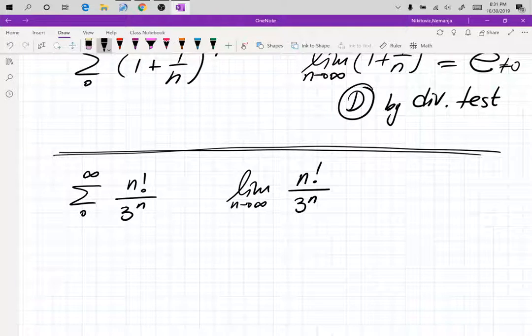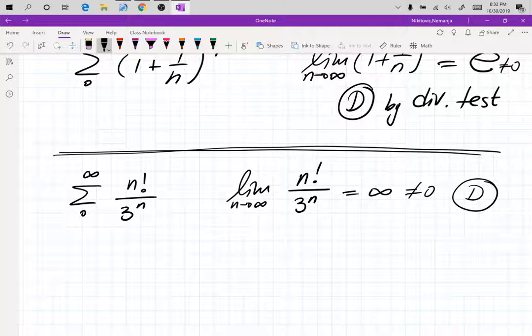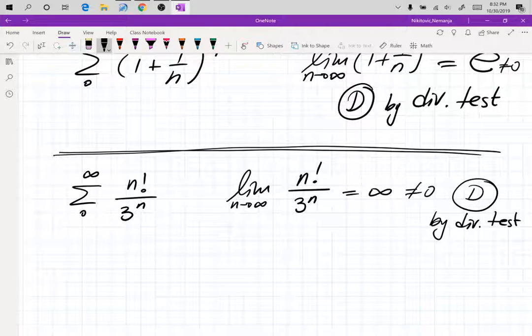What did I say at the end of the last class? I said fast over slow equals infinity, right? N factorial grows faster than exponential functions. And when you have the limit go to infinity, which is all of your limits for series, it's fast over slow, it's infinity, it's not 0, diverges by divergence test or n-term test, whatever we're going to call it.